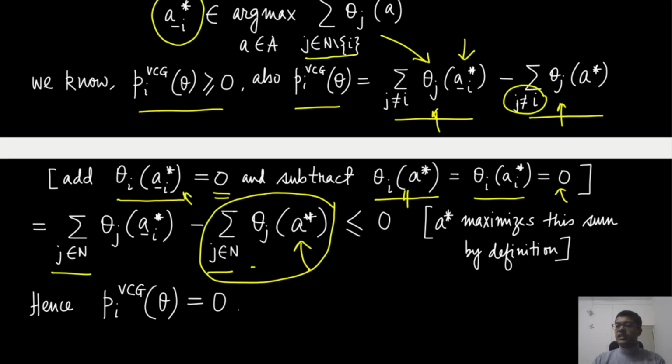So this expression, this difference, is always going to be less than or equal to 0 by the definition of a star. Now what we have seen is that this pi VCG was already non-negative. Now we are also proving that this is non-positive. So the only choice that is left is that the VCG payment for player I is going to be equal to 0. That essentially proves the claim.